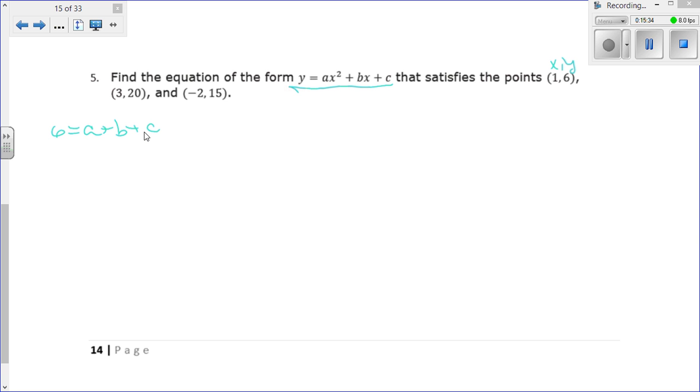And then for the next equation, y is 20, so it's 20 equals, if I put in 3 for x, 3 squared is 9, so it's 9a plus, if I put in 3 for x, it would be 3b plus c. And then for the last one, it would be 15 equals, if I put in negative 2 for x, negative 2 squared is 4, so 4a. If I put in negative 2 for x, we'll have minus 2b plus c.